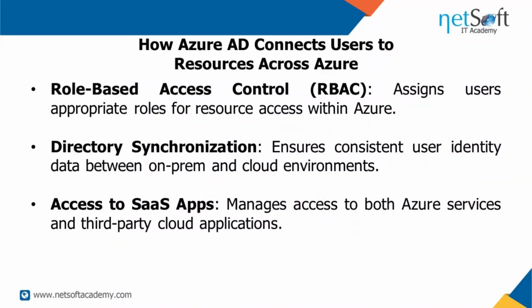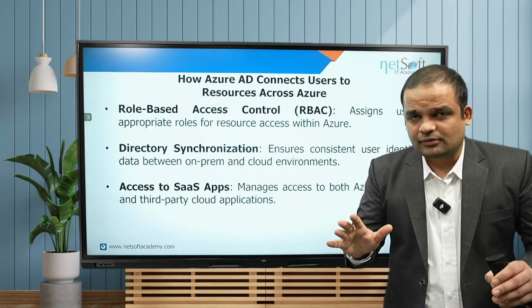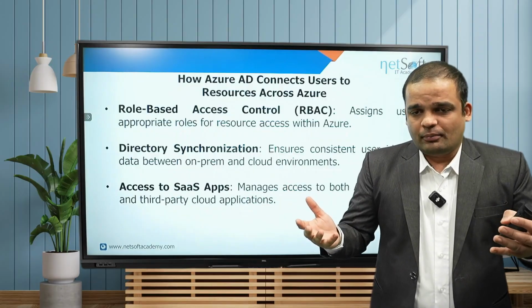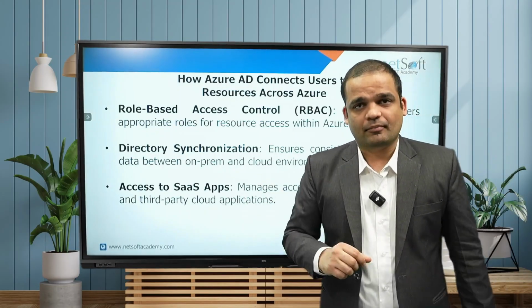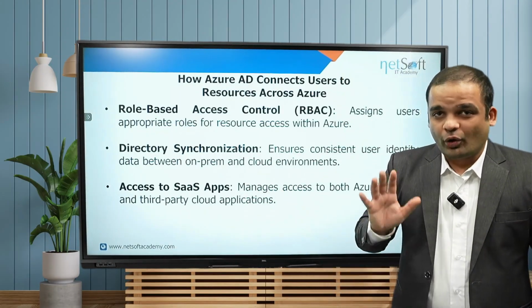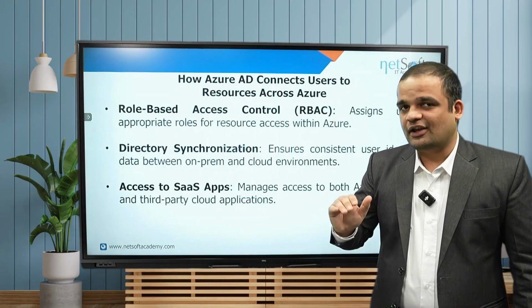Role-based access control, RBAC, assigns a user a specific role, ensuring they only have access to the resources necessary for their job, implementing the least privilege principle. The roles can be anything from owner, reader, contributor, or many more. Remember, don't make anyone owner directly. It gives the highest privilege.